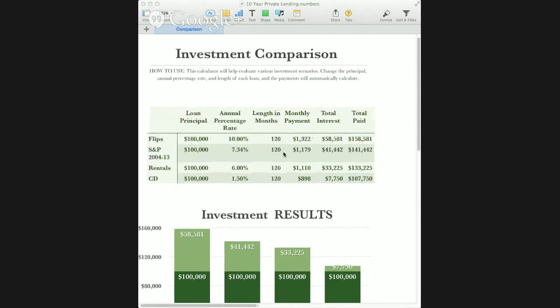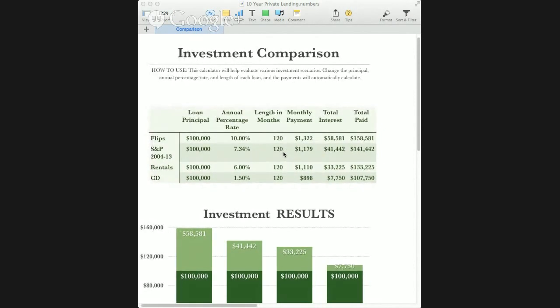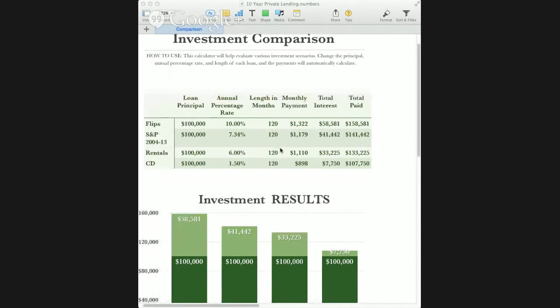In this example, what I did was use a 10-year term, because you're talking to a private lender. They may fund your deals for 2 years, 5 years, maybe 10, but that's probably the length of the horizon that they're thinking about right now. So this would be the monthly interest that they would get at that rate of 7.34%, total interest they'd make over those 10 years, and the total amount paid out.